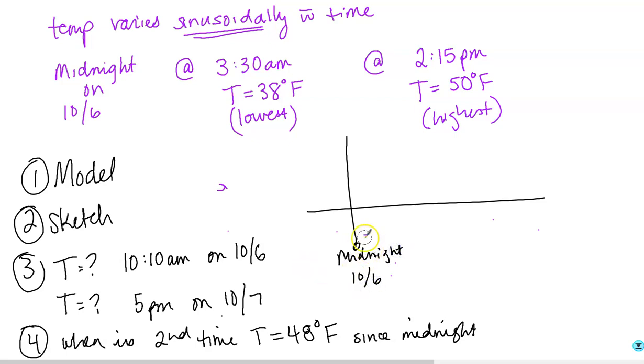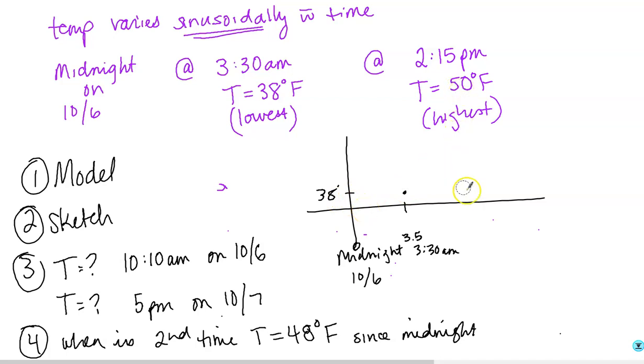So we've got a lot of stuff going on. We've got 0, we've got the clock time, and then we've got the date. That's when time starts. Then we know at 3:30 a.m., what time is that on the x-axis? You can't put 3:30. You would say 3 and a half hours, so 3.5, still 10/6. That's when it's at its lowest, which is 38 degrees. This is just a sketch, so our axis doesn't have to be perfect.